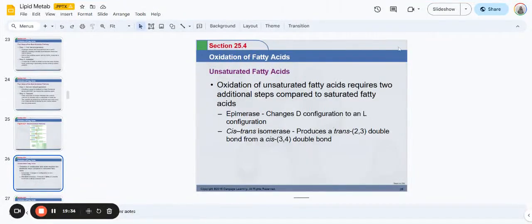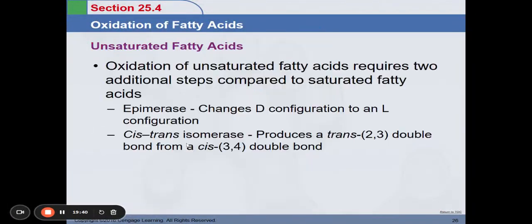Okay, next is unsaturated fatty acid. So for oxidation of unsaturated fatty acid, if you can remember, unsaturated means it has double bonds or triple bonds. If you can remember the PUFAs and the MUFAs in your lipid discussion, they differentiate unsaturated from saturated, with a double bond in unsaturated and a single bond in saturated. So it requires two additional steps compared to saturated fatty acids.